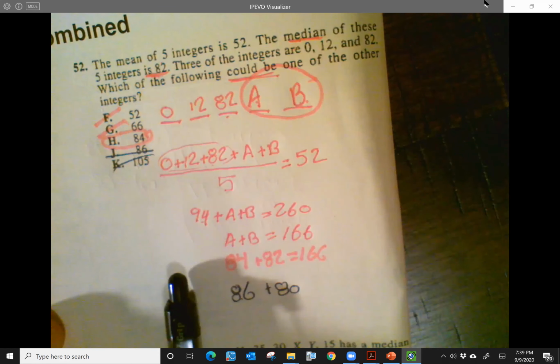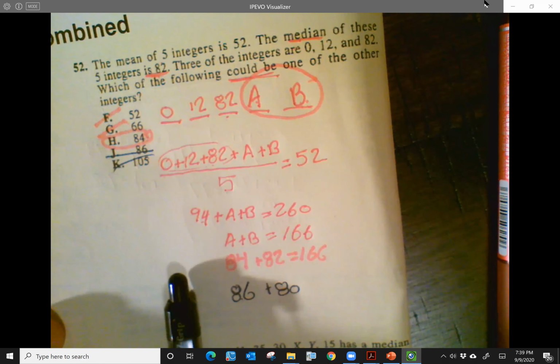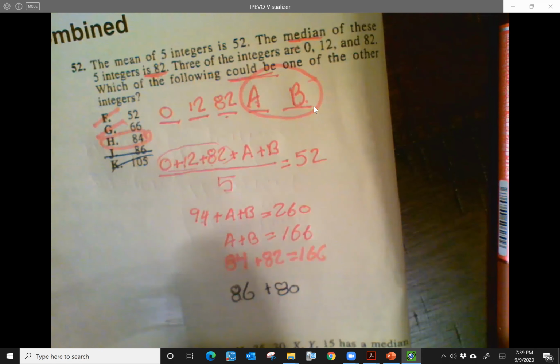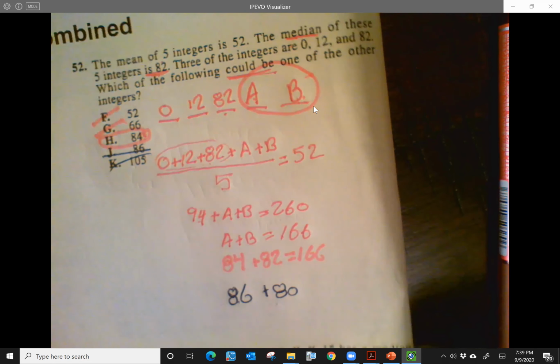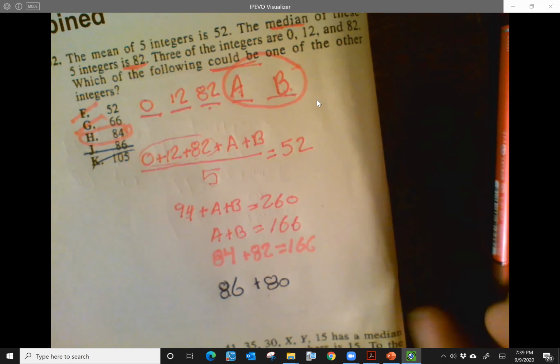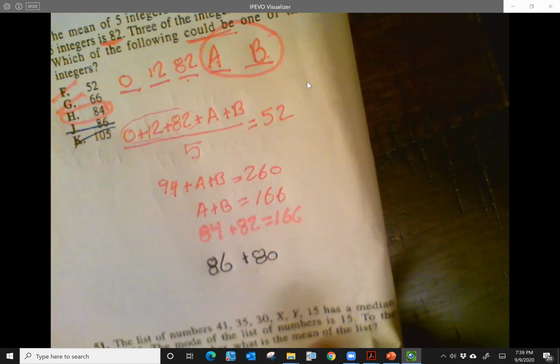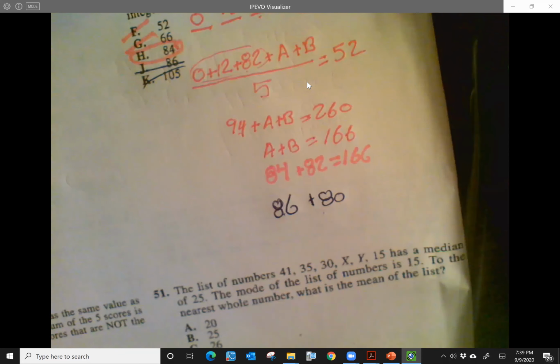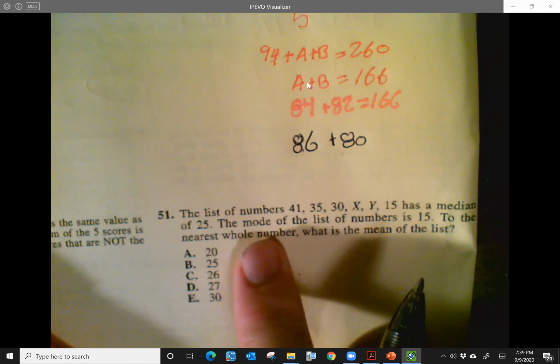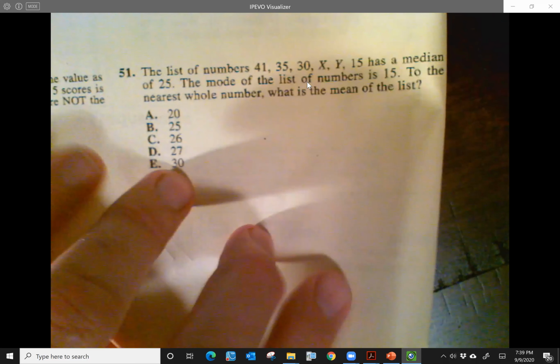Okay. So that's this one. And I thought that was kind of an interesting question there. There's also another pretty interesting one, and that's this last one that we're going to do together here. It's number 51, okay? Now, it's the same idea as 52, but there's a little twist on it.